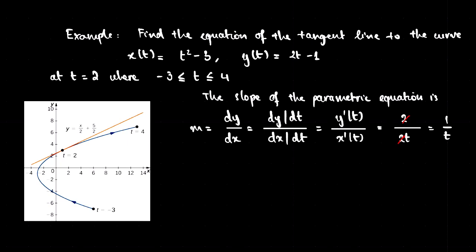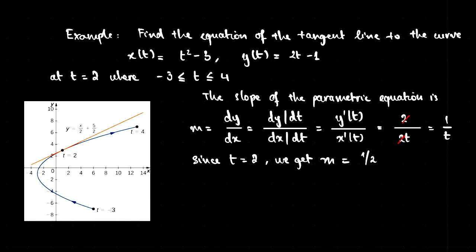So this is a function with respect to t, but you just need to evaluate the slope at just one point, t equal to 2. So you substitute t equal to 2 and you get the answer for m. Since t is equal to 2, we get that m, the slope, is equal to 1/2. So you get the slope.